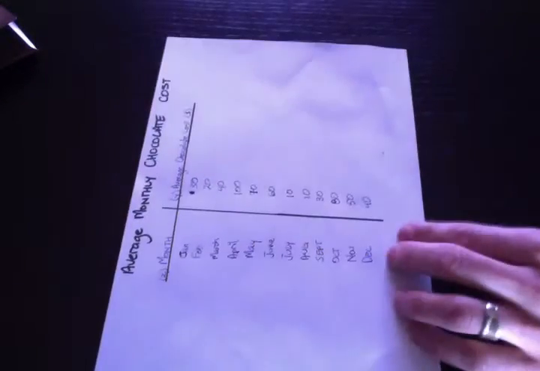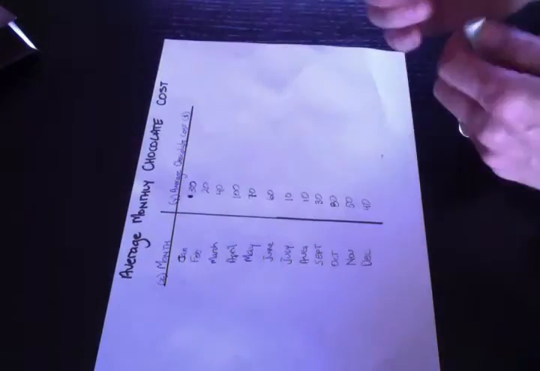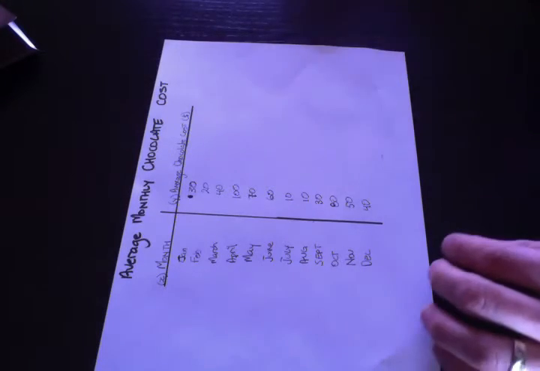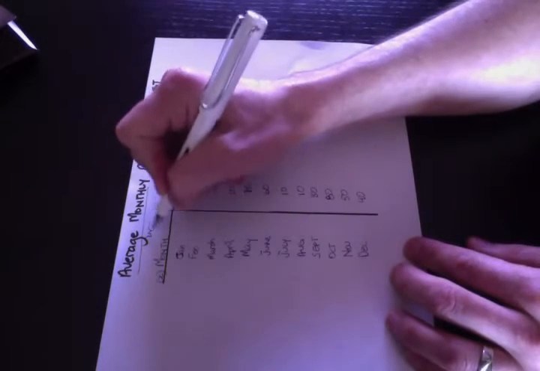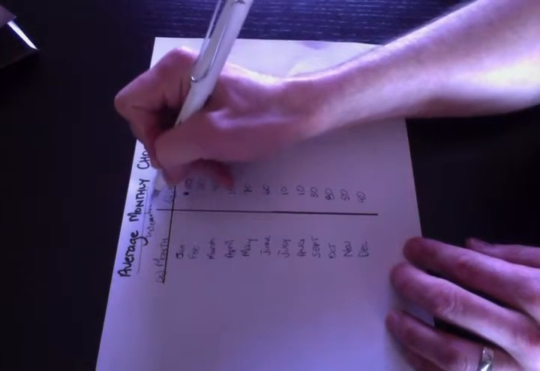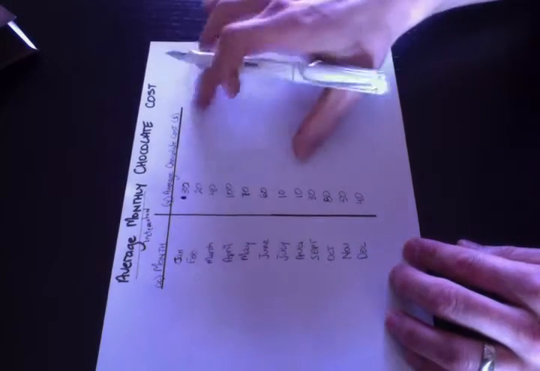Okay, so this is by month. So if you can see at the top there, we have average monthly chocolate cost. Yes, this is not a graph, this is a t-table, but the t-table is what happens before the graph. So remember, average monthly, that's going to be my independent variable. And then I have chocolate cost, which is going to be the y variable.